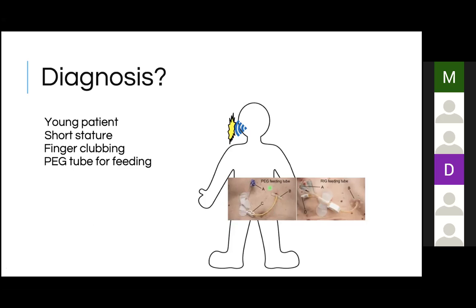Yep. Okay. Thanks for that. So this is just showing increased coughing and a cough productive of sputum. A young patient with short stature, finger clubbing, and a PEG tube for feeding. So if you guys don't know what PEG stands for, it's a percutaneous endoscopic gastrostomy. And this is how it looks.